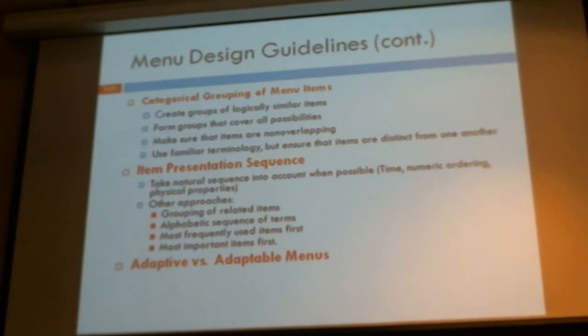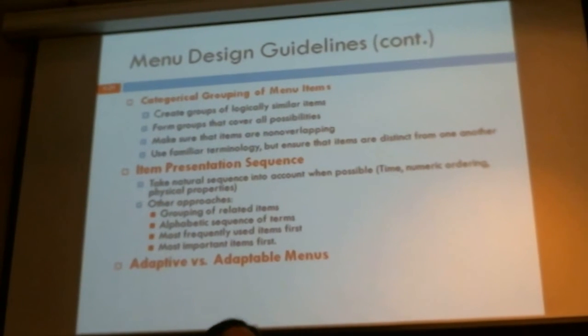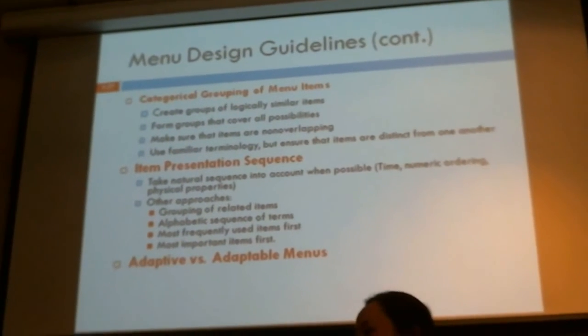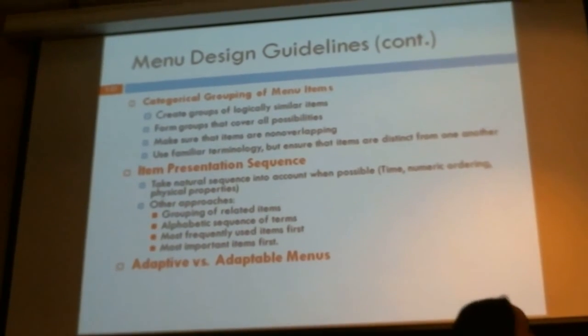Okay. More design guidelines. Since we love all these design guidelines. Categorical grouping of menu items. You want to create groups that are logically similar. Form groups that cover all possibilities. Don't you hate when you, for instance, take a survey and it doesn't list your answer as one of the options? Okay. Make sure that items are non-overlapping.